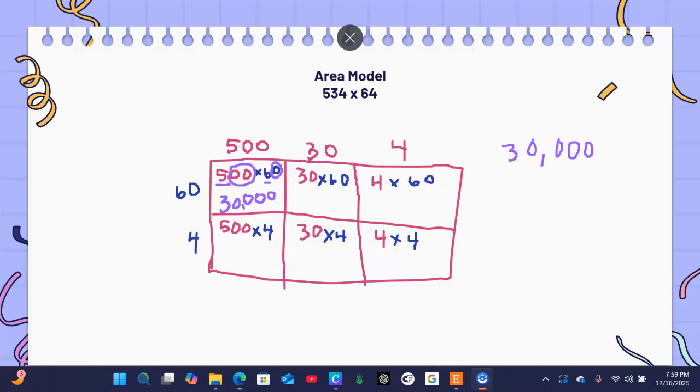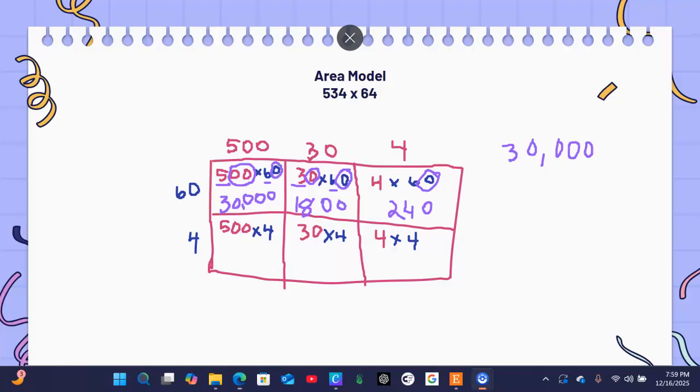Next, we have 2 zeros represented in this partial product. Since there's 2 zeros there, I'm going to write 2 zeros at the bottom. And then I'm just going to multiply 3 times 6, and I know that 3 times 6 equals 18. Next, we have another 0 right here, so we'll put that down here. And we multiply 4 times 6, that equals 24.